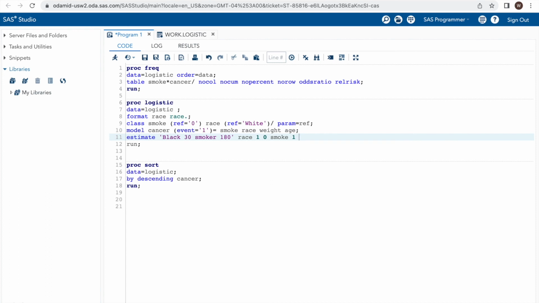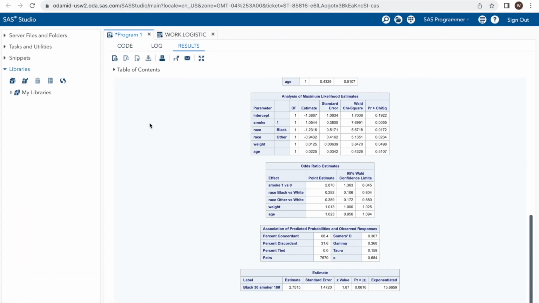Assume weight 180, age 30, and we want it exponentiated, and that should spit out both the estimated risk or odds for this individual, and it should also give you a confidence interval, whether that's significant. And yeah, so the risk of this individual is 2.75 times higher than the absolute referent.